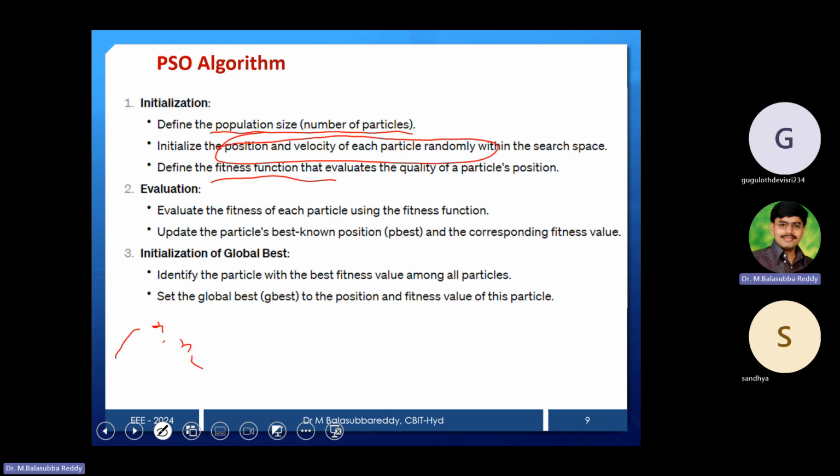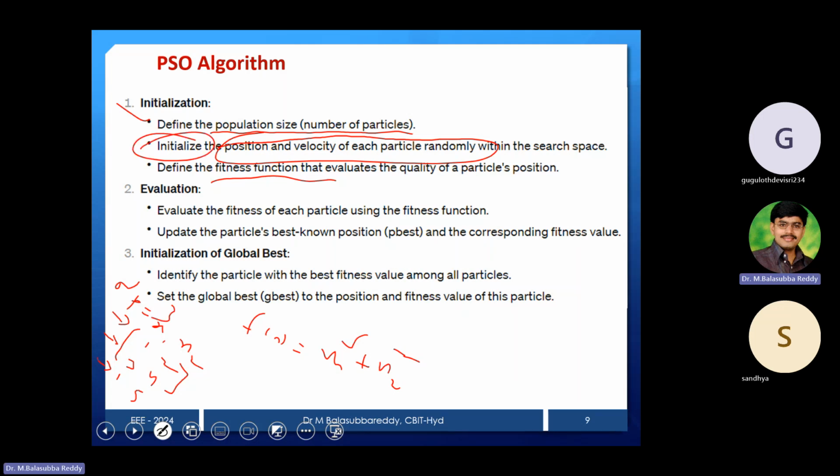X1, X2 are random values 1, 2, 3, 4, then 1, 5, some random population. Let it be population 1, population 2, 3, and so on. And your function, let's assume the square function x1 square plus x2 square. Then the first step is the number of population. Let it be 3, let's assume that.